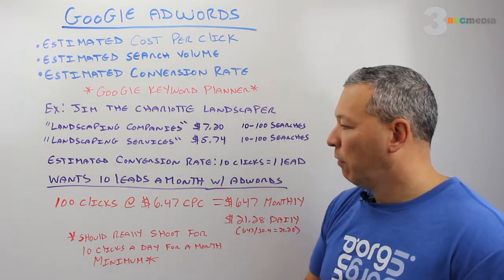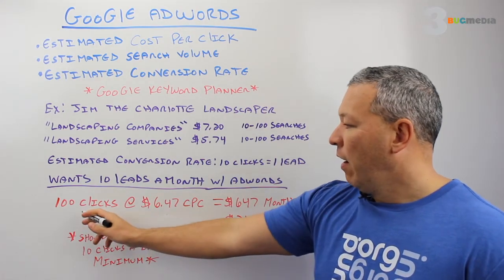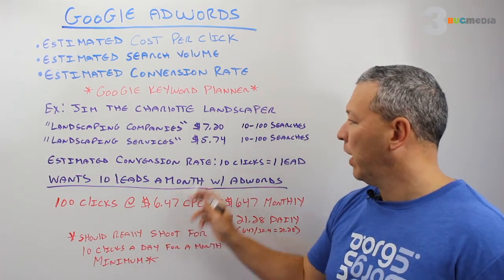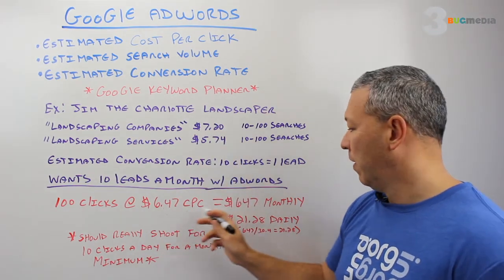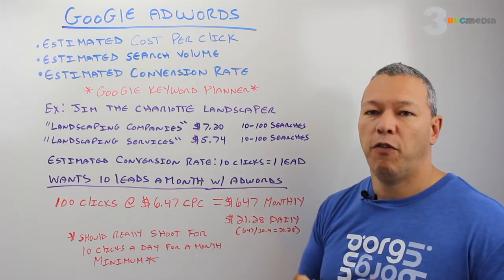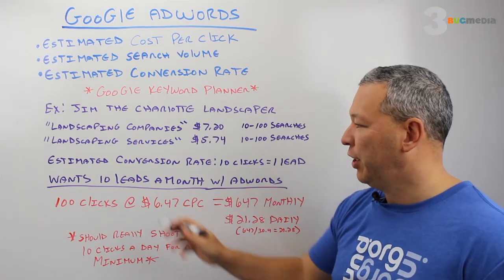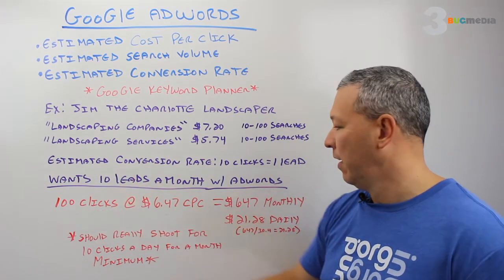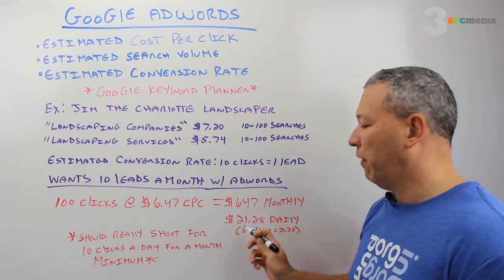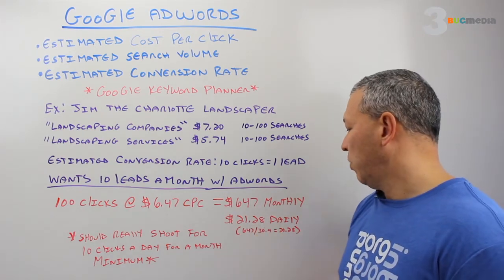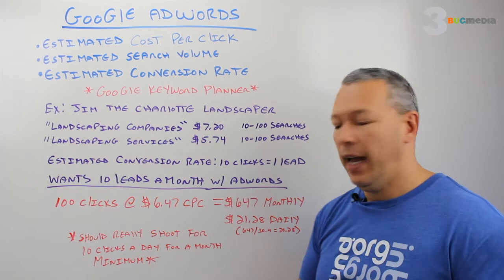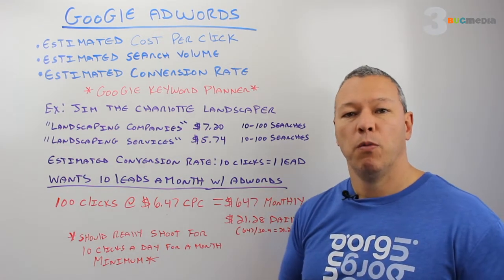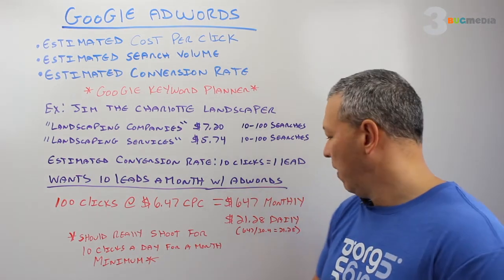So if we break that down, Jim wants to get 10 leads a month with his AdWords campaign. That's his goal. If he gets 100 clicks at $6.47 per click, which is an average of these two search terms, that will cost him $647 a month to generate those 10 leads, because to get those 10 leads, he'll need 100 clicks at least. So $647 a month, or if you break that down, $21.28 a day for a daily ad budget. That's broken down by dividing 647 by 30.4, which will give you an average month.